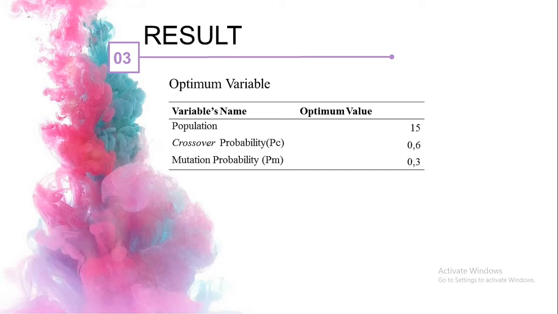This is the result of our experiment. The optimum genetic algorithm variables are shown in the table. For the population size, the optimum value is 15. For the crossover probability, the optimum value is 0.6, and the mutation probability is 0.3.